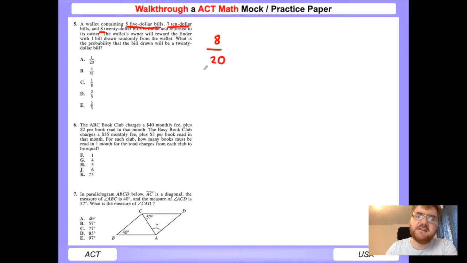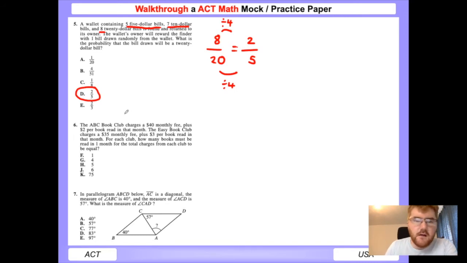But notice this answer here is not the same as any of the answers here. And the reason for that is we need to simplify our fractions. So what number goes into both? Well, we're going to divide by 4, top and bottom. 8 divided by 4 is 2. 20 divided by 4 is 5. And notice we do have an answer. We have answer D that fits exactly what we did.